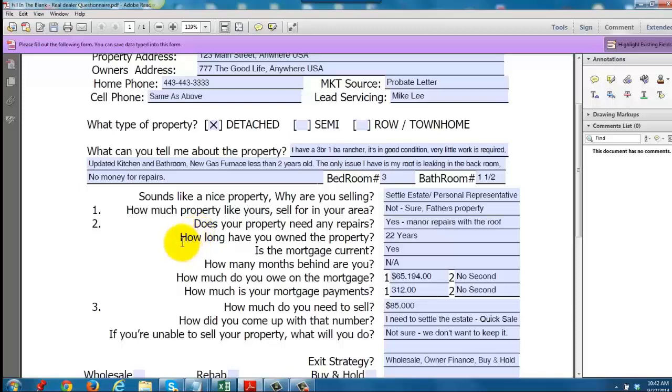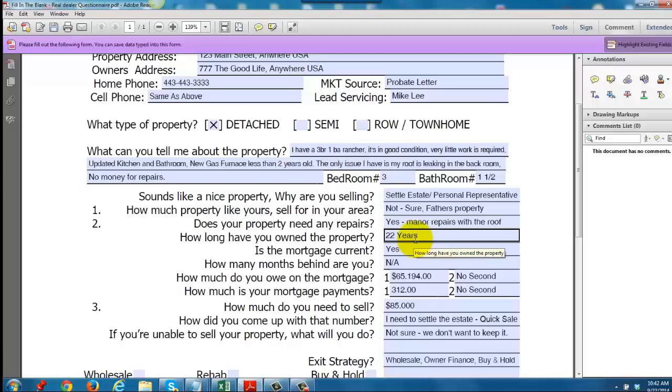My next question: how long have you owned the property? Now, this is a great question. The reason I want to ask is because it goes into the actual designation of whether or not there's equity in the property. I'm trying to determine whether or not there's a deal here based on the length of time of ownership.